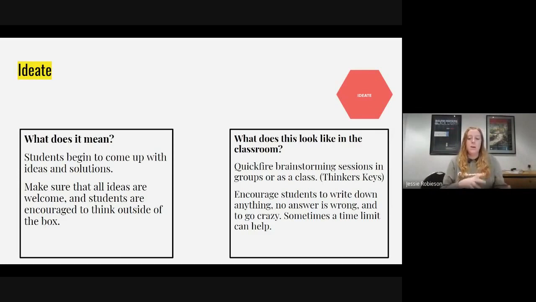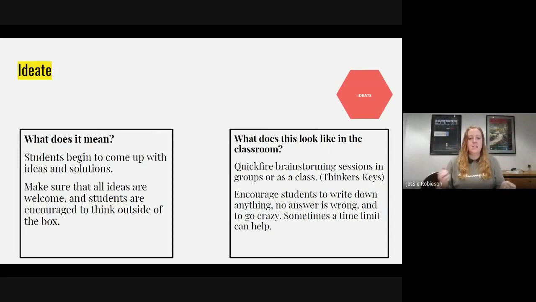So this could look like quickfire brainstorming sessions in groups or in a class. I've put there thinkers keys, if you know thinkers keys. So that's little prompts about how to think. So that might be along the lines of how might you solve this digitally? How might you solve this if you had 5 minutes? How might you solve this if you had all the money in the world? How might you solve this if you had all the time or the knowledge? What if you had all of those? Just ways that we can encourage them to really think outside the box.